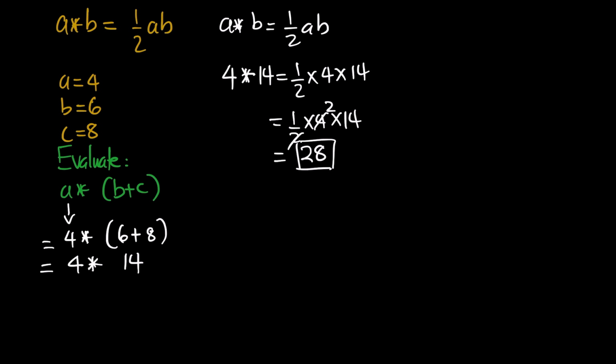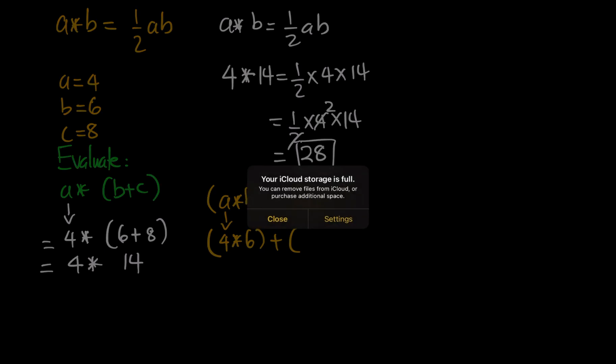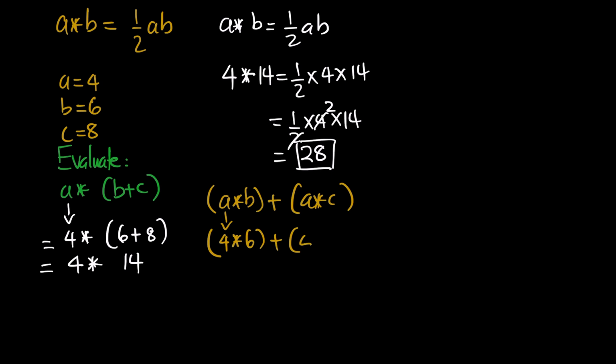Now, if we're also being told to find or evaluate A star B plus A star C, we're still going to plug in our A. Our A is still going to be 4. The B there is 6, plus our A, which is also 4, star our C, which is 8. And then we should be able to solve this.